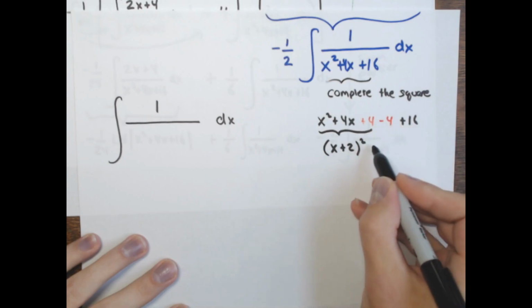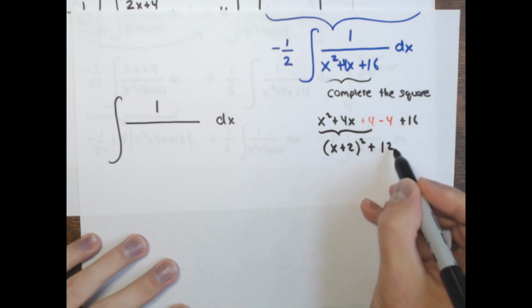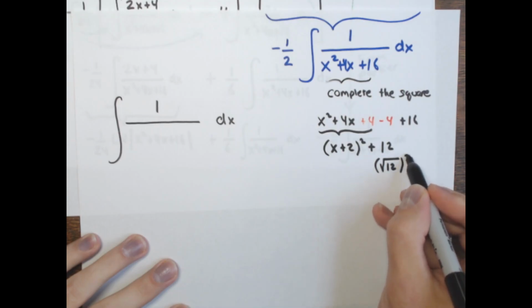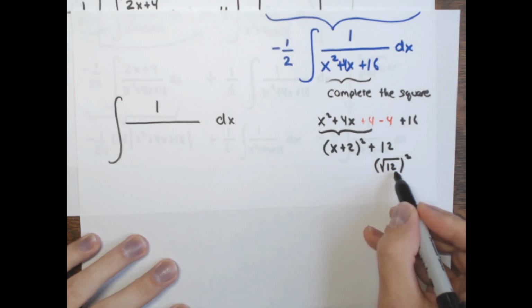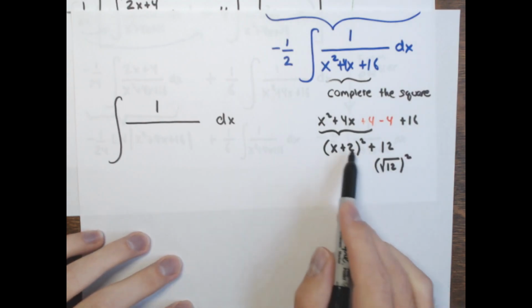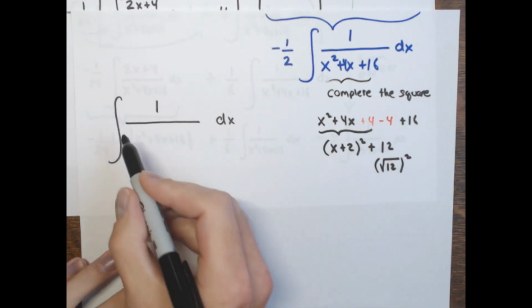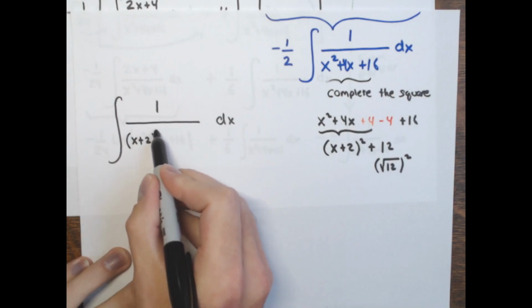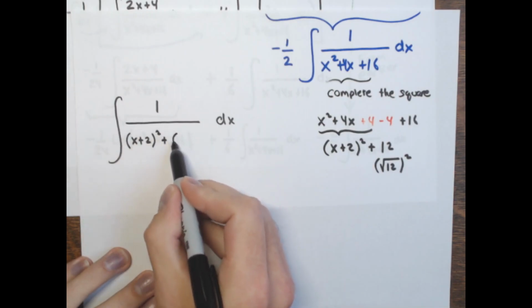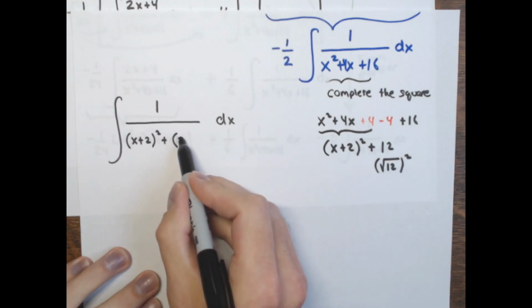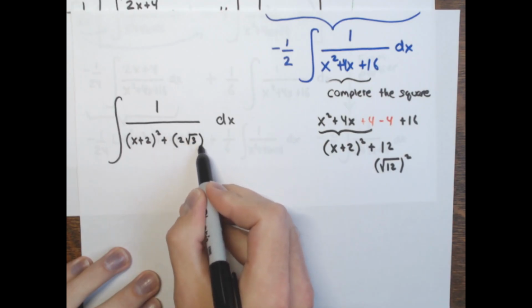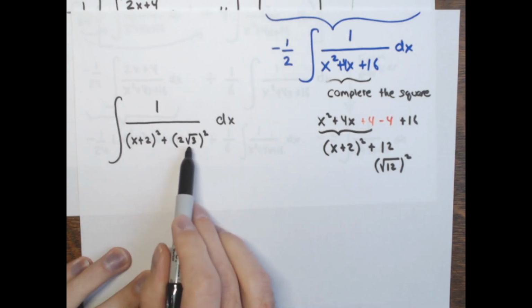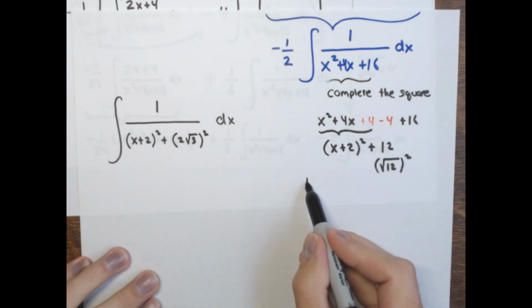And then negative 4 plus 16, that's plus 12, which is the same thing as the square root of 12 squared, or 2 root 3 squared. So now I have a sum of squares. This is x plus 2 squared plus the square root of 12, again, it's just 2 root 3, square root of 12, same thing, squared. Remember, when you have a variable expression squared plus a constant squared, you're doing a trig sub.